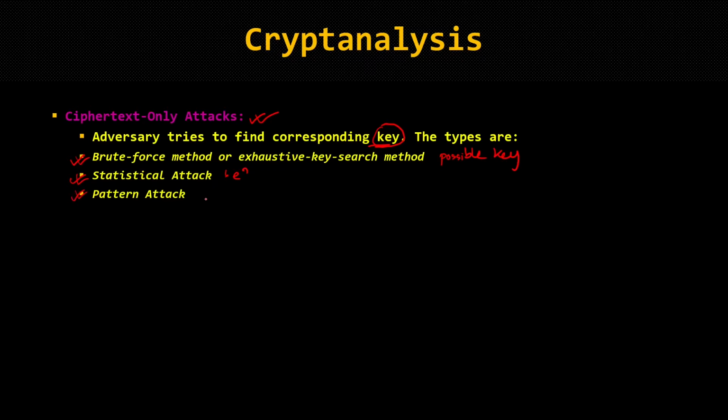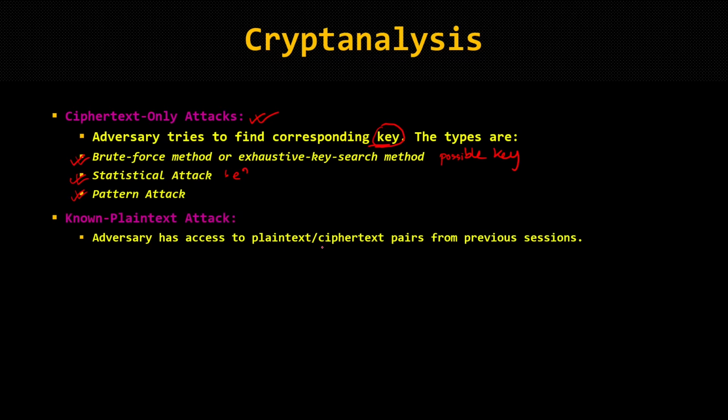Okay, so if the attacker or an adversary can decipher those patterns, then they can launch this pattern attack. Moving on to the known plaintext attack. In this scenario, the adversary has access to the plaintext and ciphertext pairs from previous scenarios.